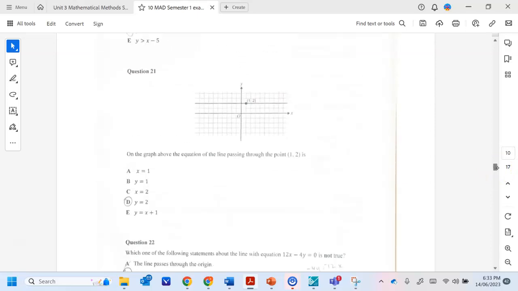Question 21, we've got a horizontal line. Any horizontal line has the equation y equals some value, and that value is your y-intercept. So any point along this line, your y is going to be the same, which is that 2. So it's y equals 2.